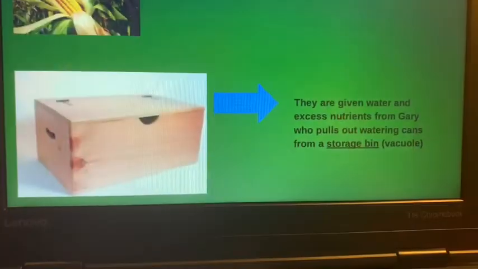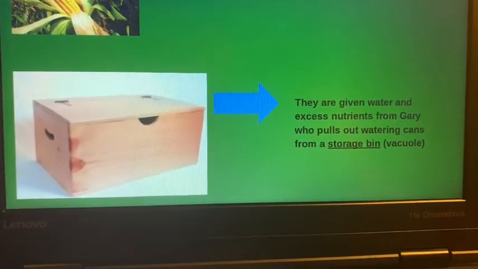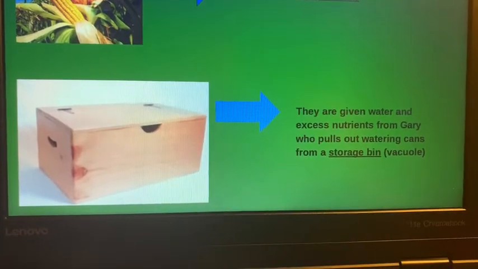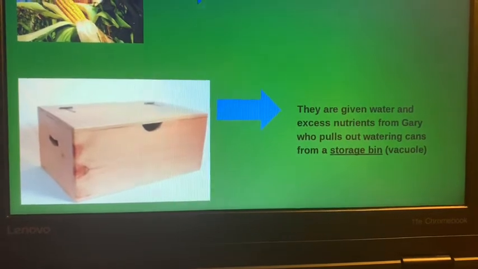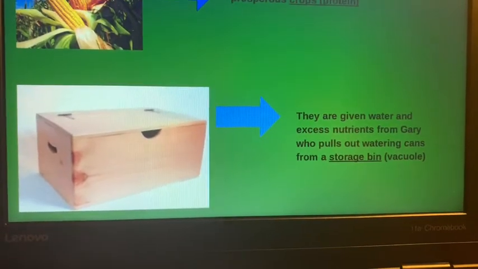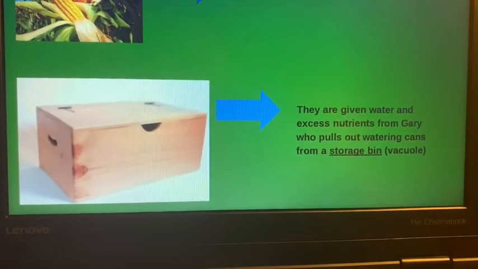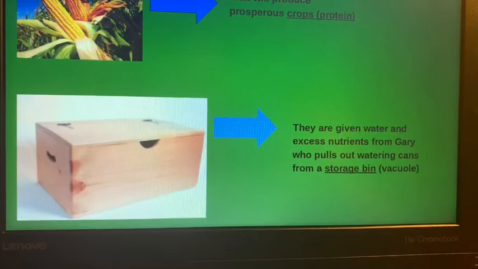They're given water and excess nutrients from Gary, who pulls out watering cans that have special chemicals in the water that help the plants grow, from a storage bin, which is much like a vacuole in a plant cell, which houses the excess water in the cell and has the excess ions and nutrients that a plant cell needs.